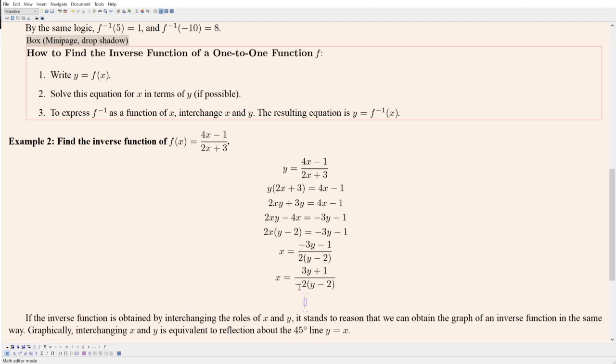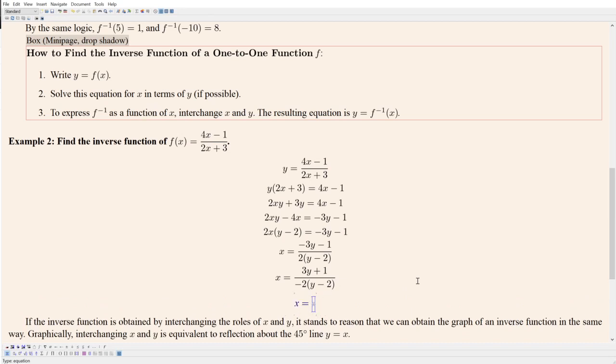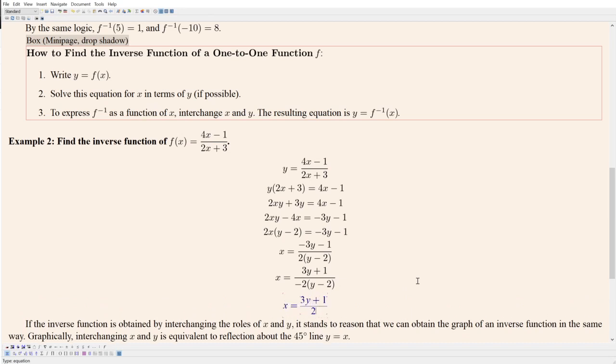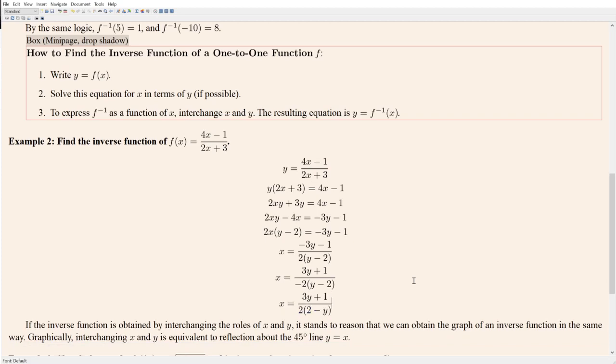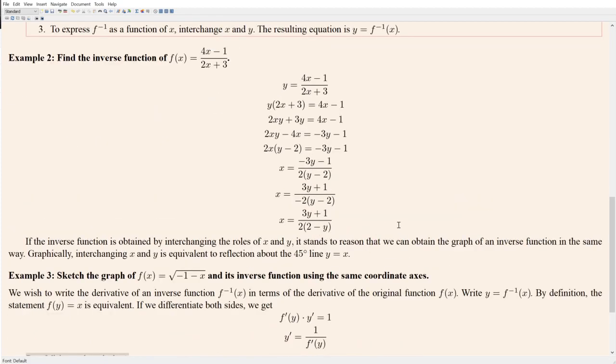And then, here's the weird bit. I'm going to take this negative and distribute it into the parenthetical expression on the bottom. So I get 3y plus 1 over 2. This y becomes a negative y, and this negative 2 becomes positive 2, like so. That doesn't really give me anything. I just think it looks better.